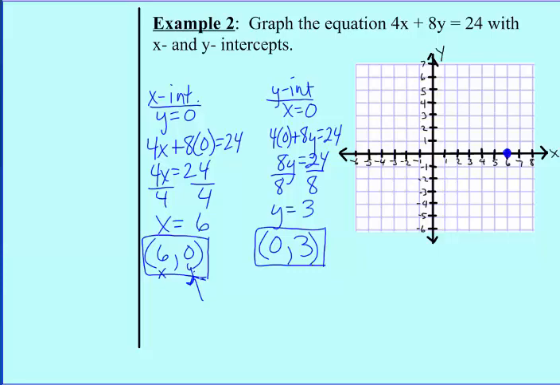Now we graph the other one, 0, 3. So remember 0 is the x. X is the sideways movement. Since it's 0, we're not going left or right. We're going to stay right in the center. And then the y value is 3. So positive 3 is up 3.